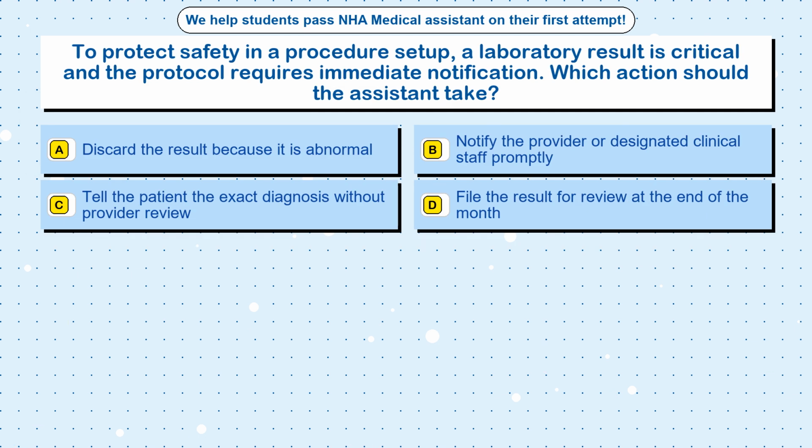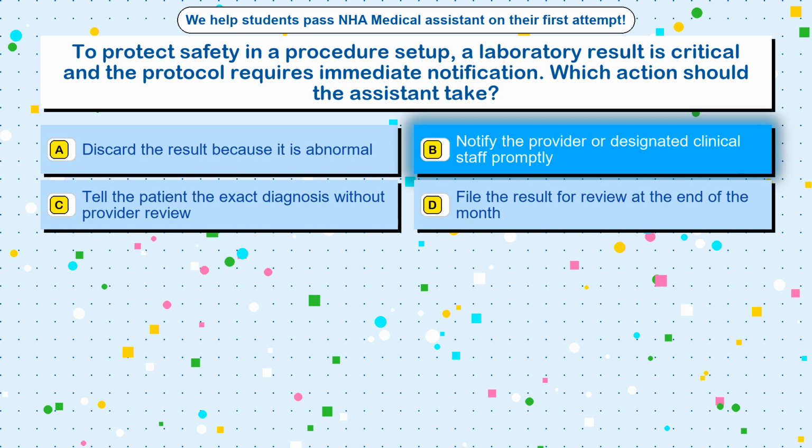Question 18. To protect safety in a procedure setup, a laboratory result is critical and the protocol requires immediate notification. Which action should the assistant take? Option A, discard the result because it is abnormal. Option B, notify the provider or designated clinical staff promptly. Option C, tell the patient the exact diagnosis without provider review. Option D, file the result for review at the end of the month. The correct answer is option B.